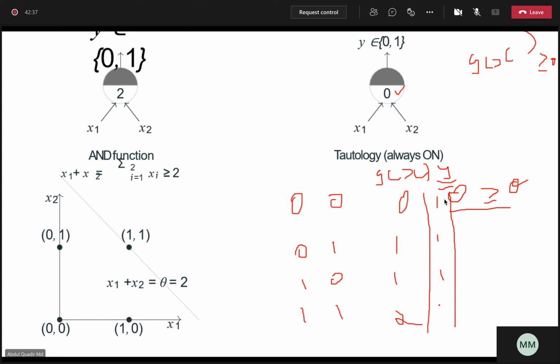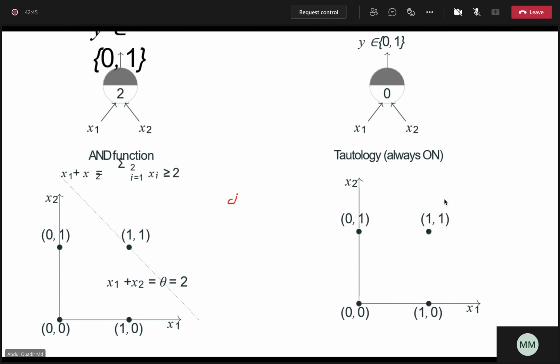So what will be the value of phi? 1. Okay, so what did we get? 0, 0, 0, 1. You know the tautology truth table also: 1, 0 and 1, 1. Okay, so 1, 1, 1, 1.